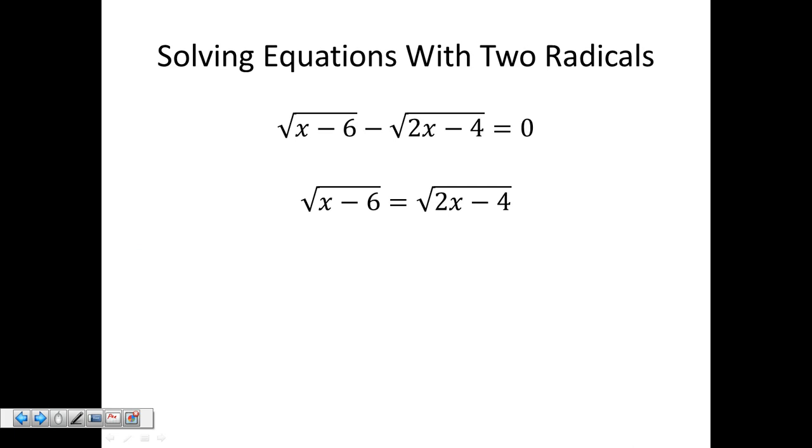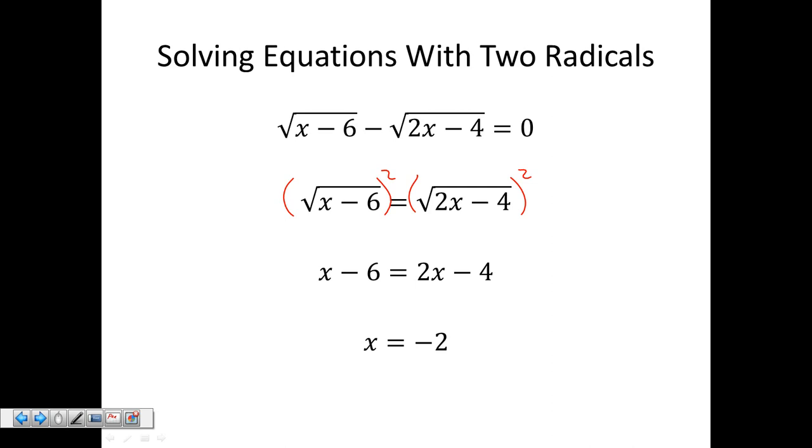Now I'll square both sides. This is going to get rid of both of these square roots at the same time. And I get x minus 6 equals 2x minus 4. I start to move things around, maybe subtract the x over, add the 4 over. I get x equals negative 2.